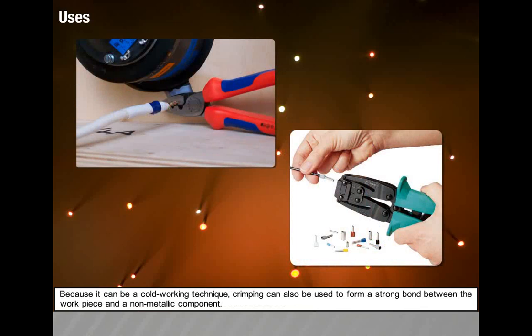Because it can be a cold working technique, crimping can also be used to form a strong bond between the workpiece and a non-metallic component.